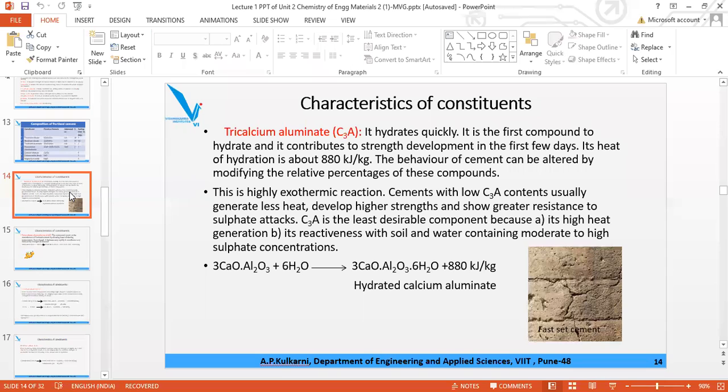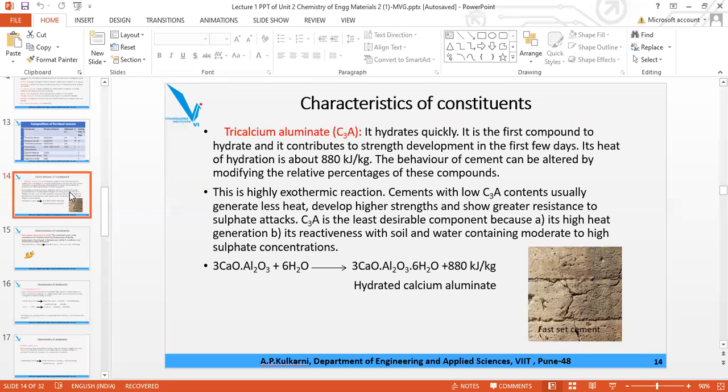Tell me what is the abbreviation for tetracalcium aluminoferrite? C4AF. What is the detailed chemical formula? 4CaO.Al2O3.Fe2O3. What is the percentage? 9. And what is the setting time? 1 day. Who has got the setting time 28 days?